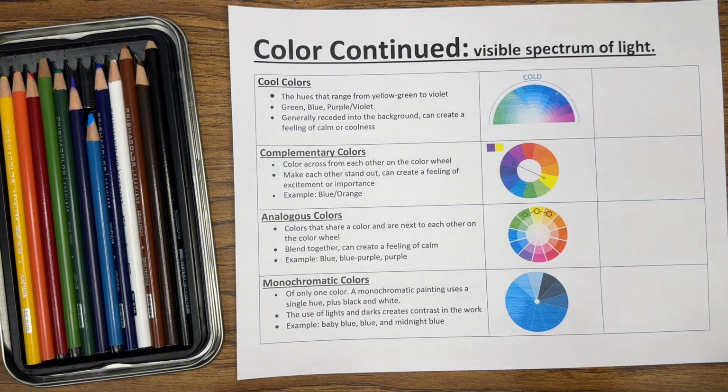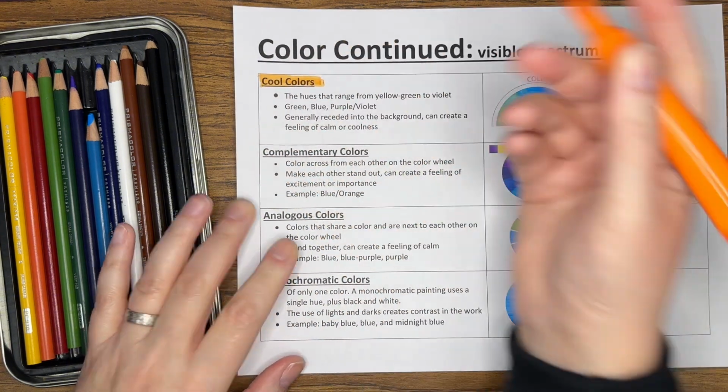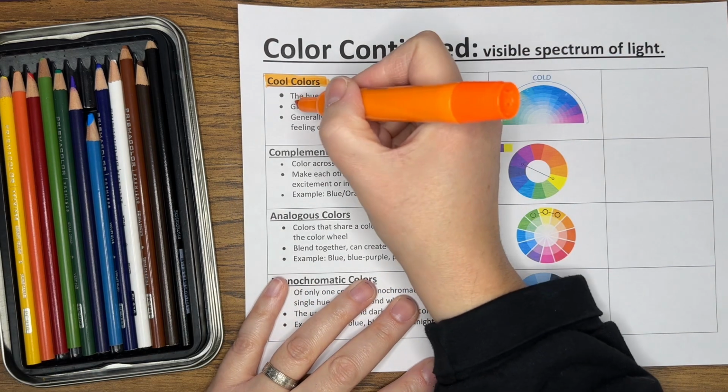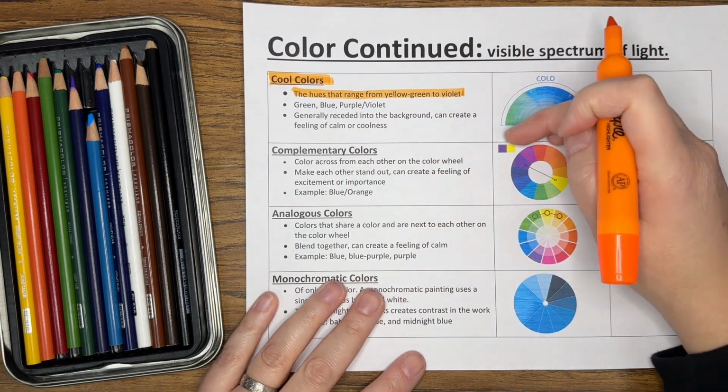It's still the visible spectrum of light, and we're going to move on to cool colors. So cool colors are just the opposite of warm colors. So they're the hues that range from yellow, green to violet.